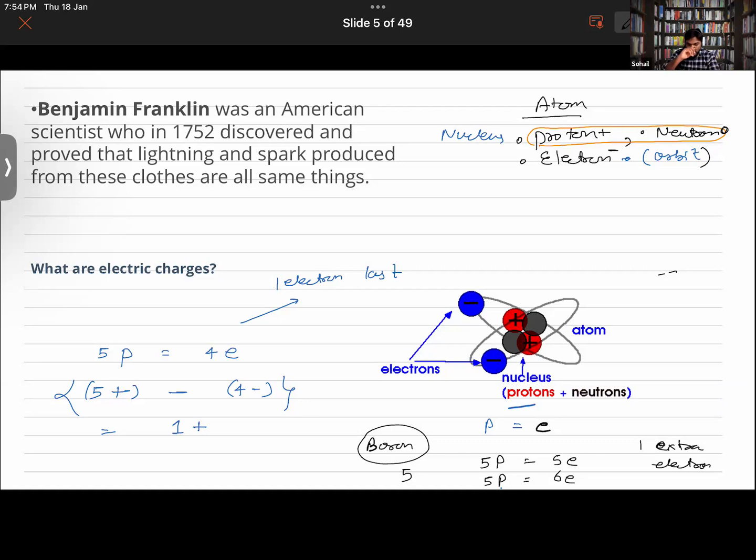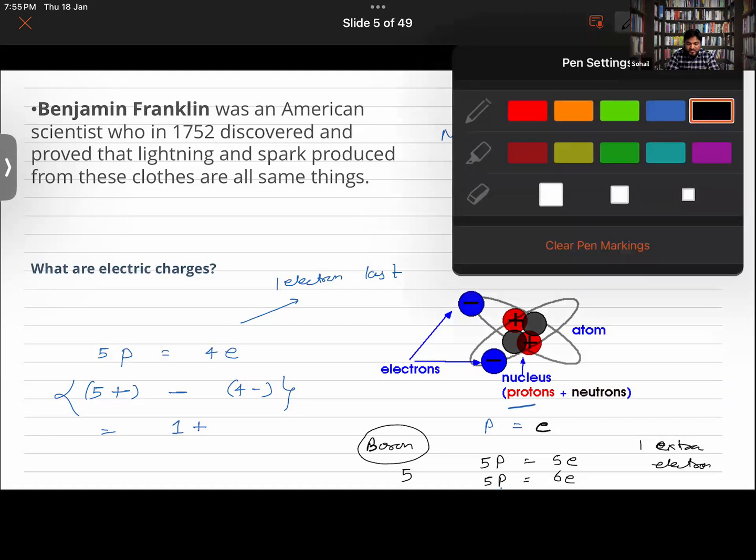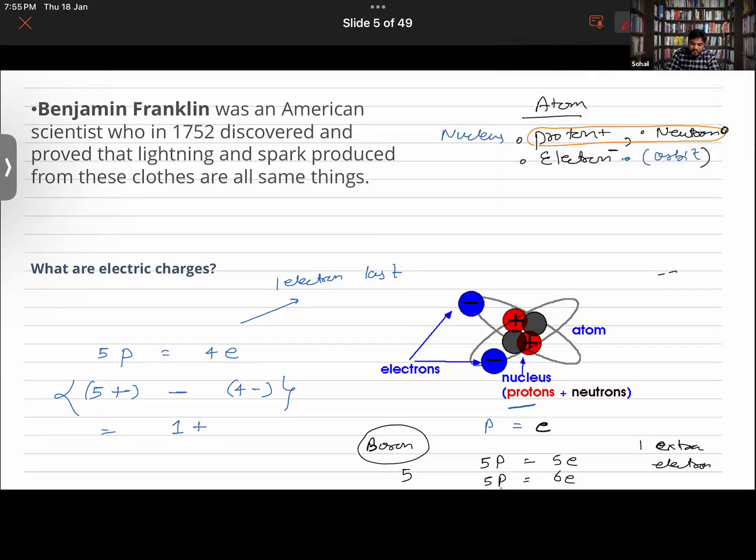If you want to know about the magnitude of charge on proton and electron, you will be studying that in higher classes. But if you want to know, the proton has plus 1.6 into 10 raised to the power minus 19 coulomb of charge. The electron has minus 1.6 into 10 raised to the power minus 19 coulomb. So know these things as well.